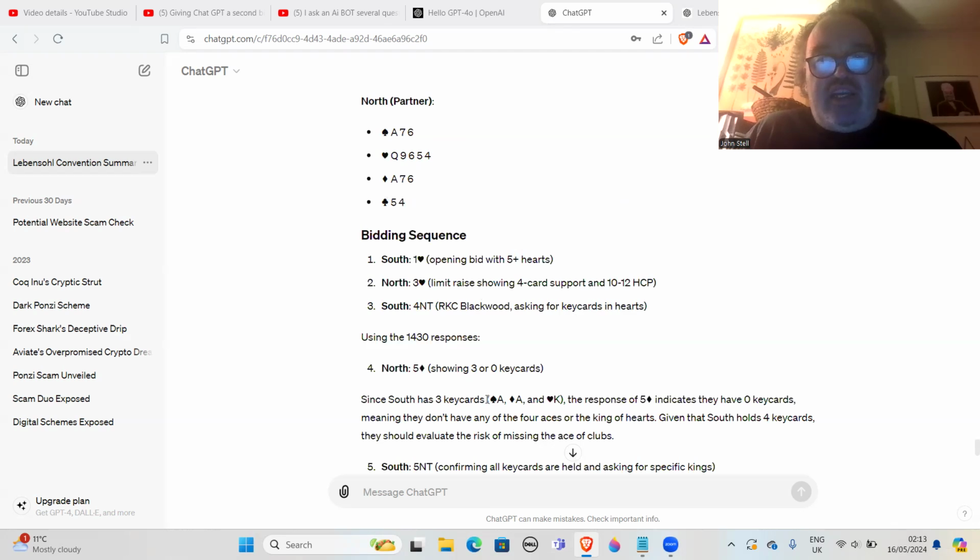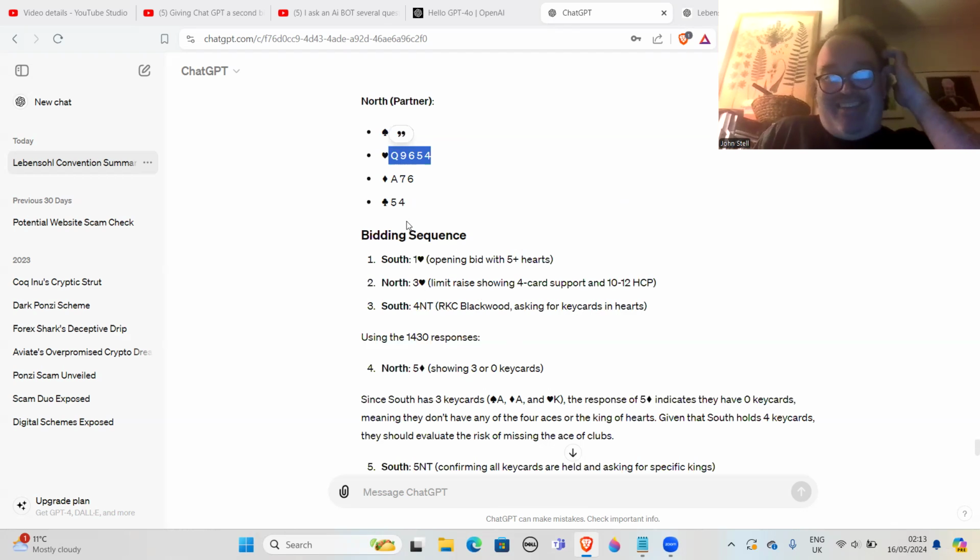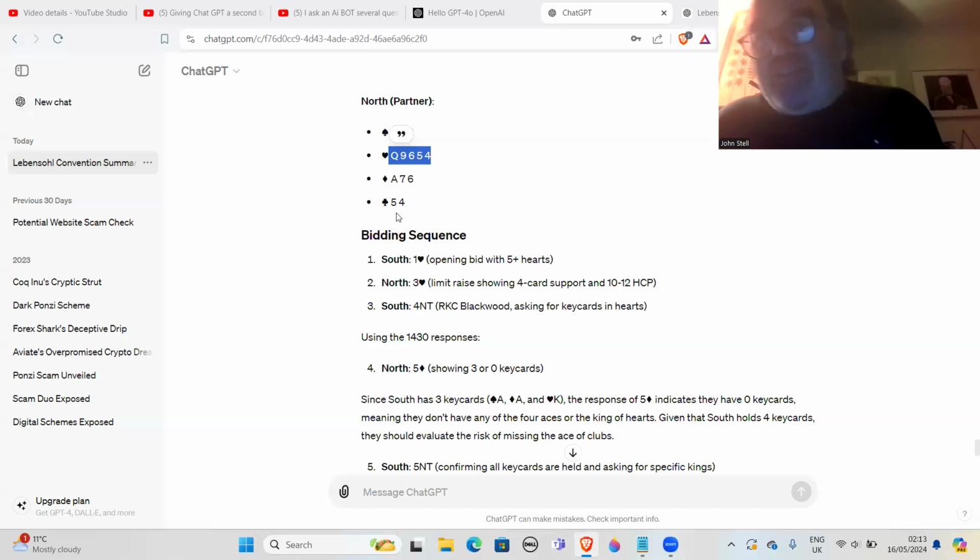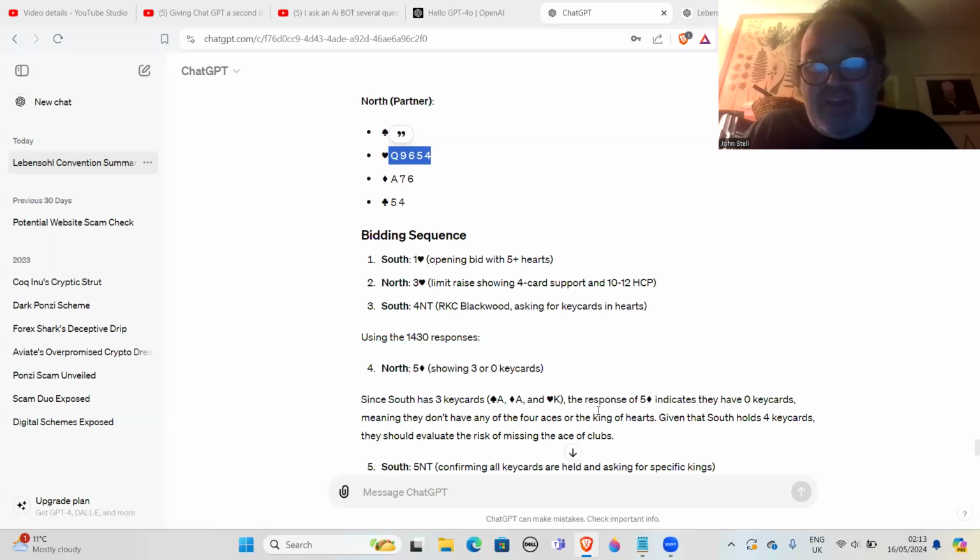Since South has 3 keycards, Ace of Spades, Ace of Diamonds, and the King of Hearts. Oh, look, King of Hearts has magically appeared in this hand. Computer, you got it wrong. Okay, so why is it not noticing these things? I mean, it's getting a lot of things right, but just really messing up.